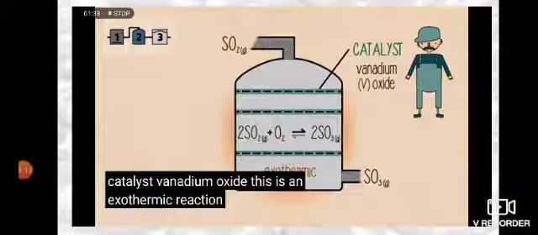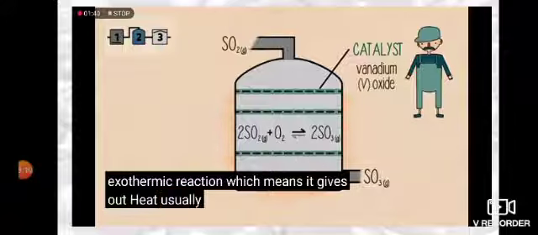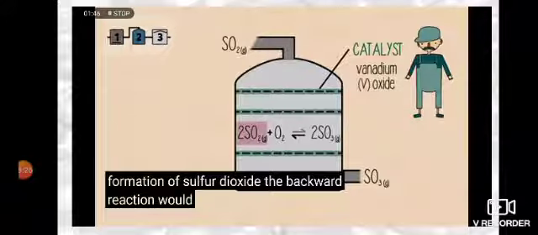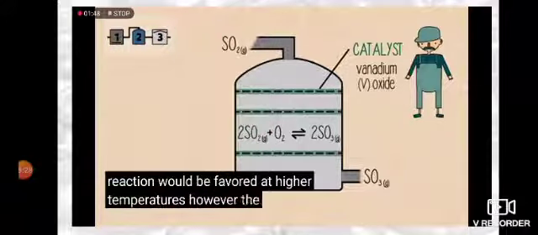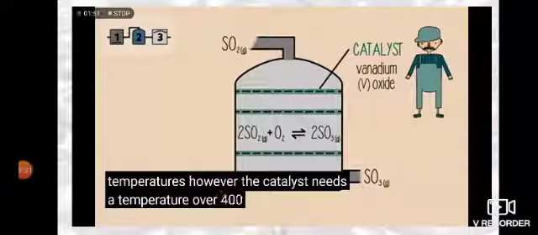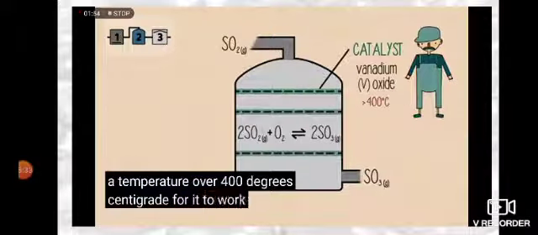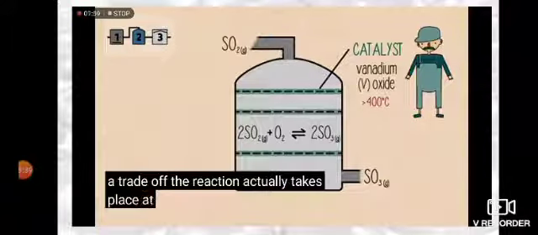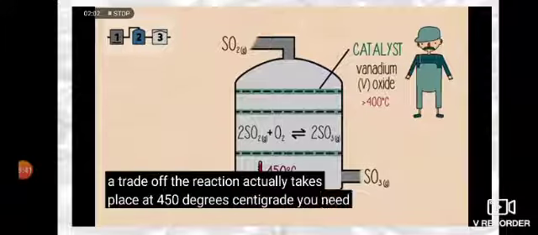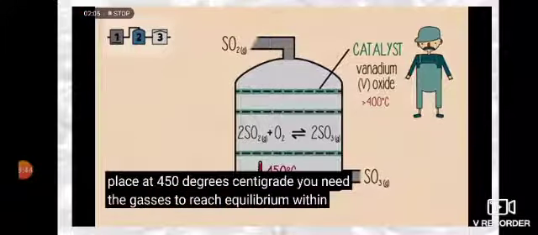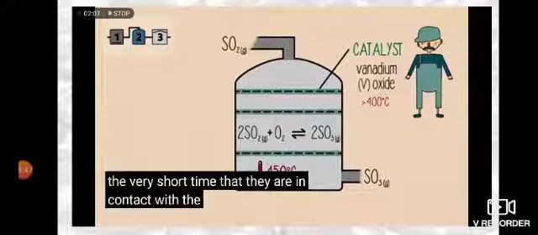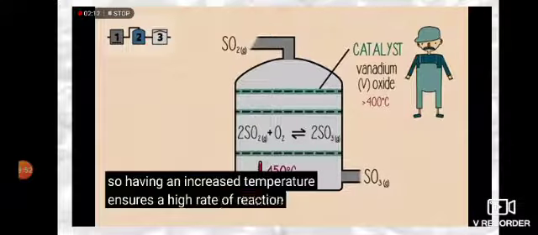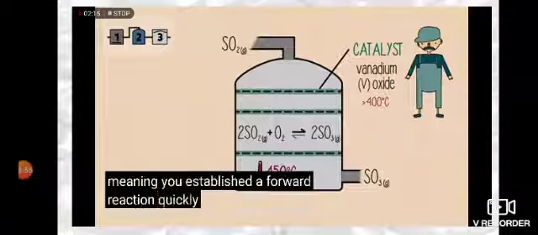This is an exothermic reaction, which means it gives out heat. Usually, this means that the formation of sulfur dioxide, the backward reaction, would be favoured at higher temperatures. However, the catalyst needs a temperature over 400 degrees centigrade to work, so the idea is a trade-off. The reaction actually takes place at 450 degrees centigrade. You need the gases to reach equilibrium within the very short time that they are in contact with the catalyst in the reactor. So having an increased temperature ensures a high rate of reaction, meaning you establish the forward reaction quickly.